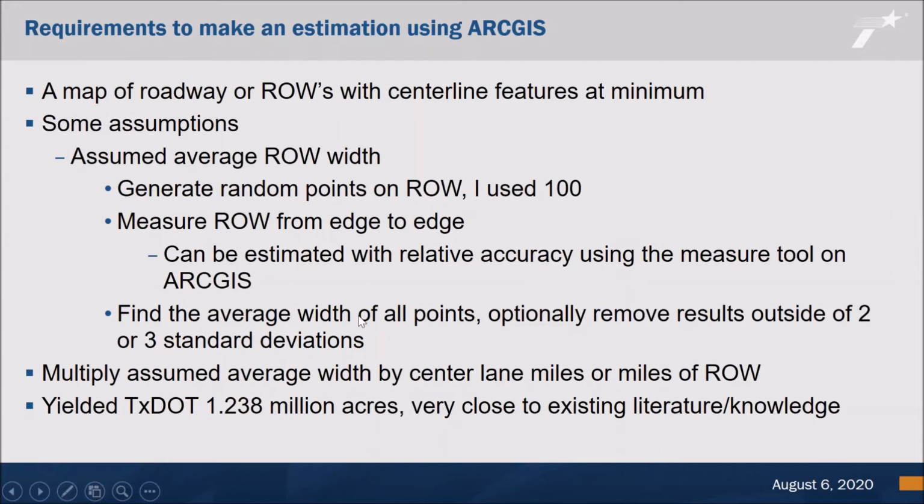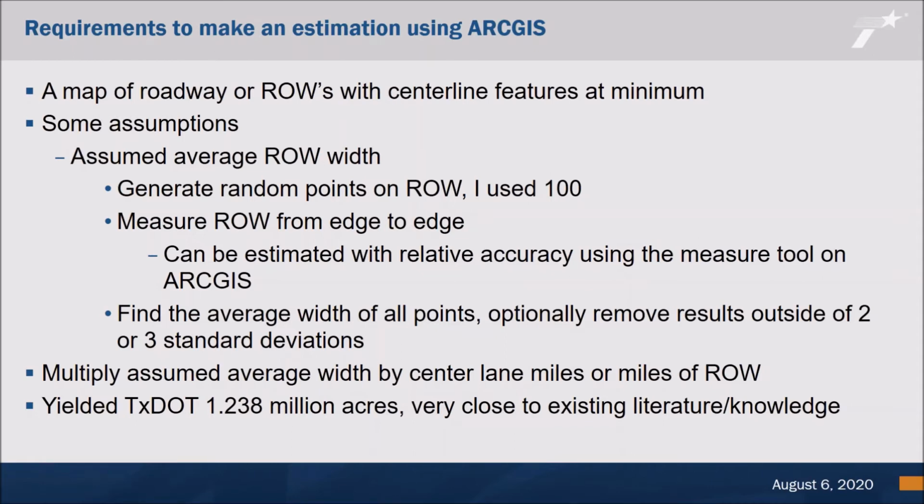So when we find the average width of all points, I removed results outside of 2 standard deviations, because I think about 6 of those 100 points got placed on clover leaf interchanges, but those certainly do not make up 6% of our whole system. So the bell curve sort of was weighted pretty far in one direction, which didn't really make sense and would have probably yielded us way over enrolling, more land than we actually have.